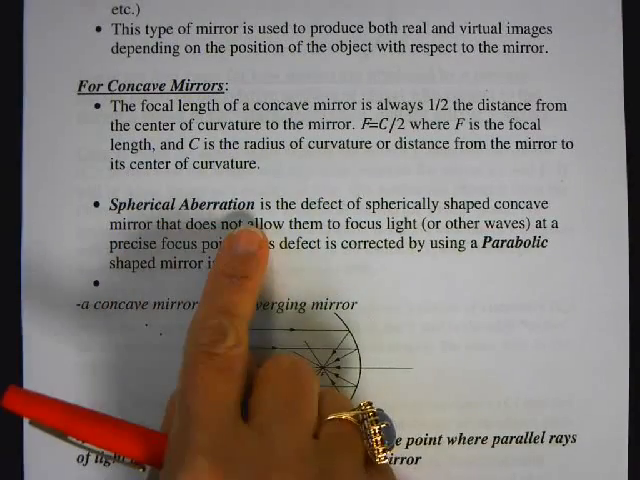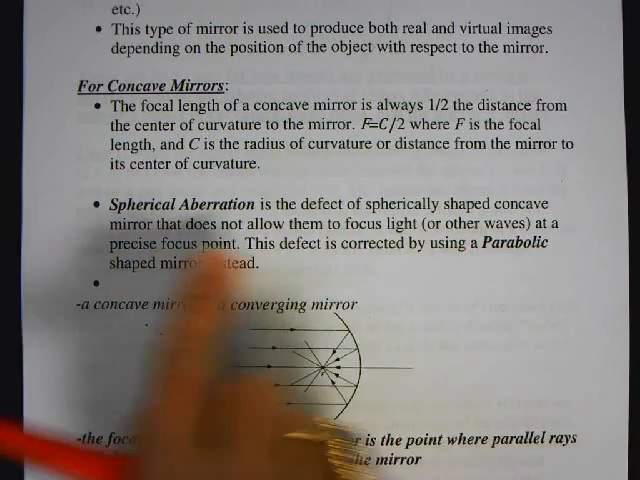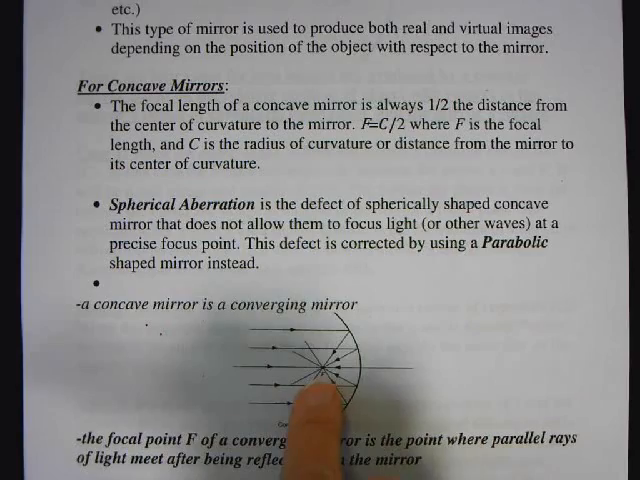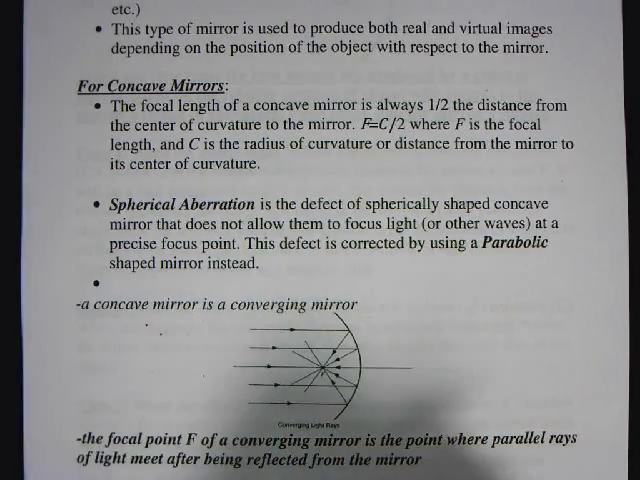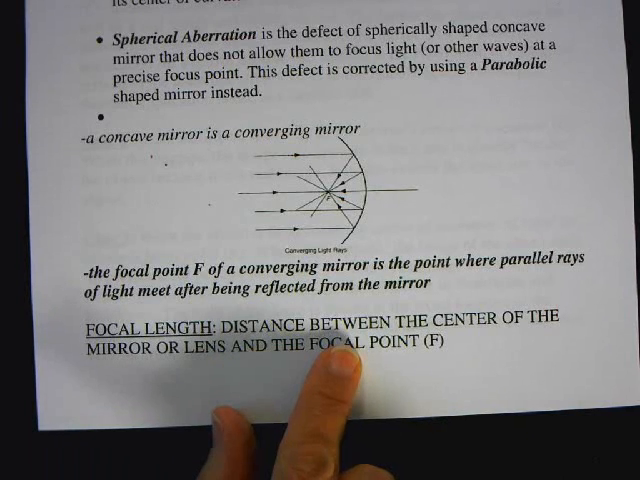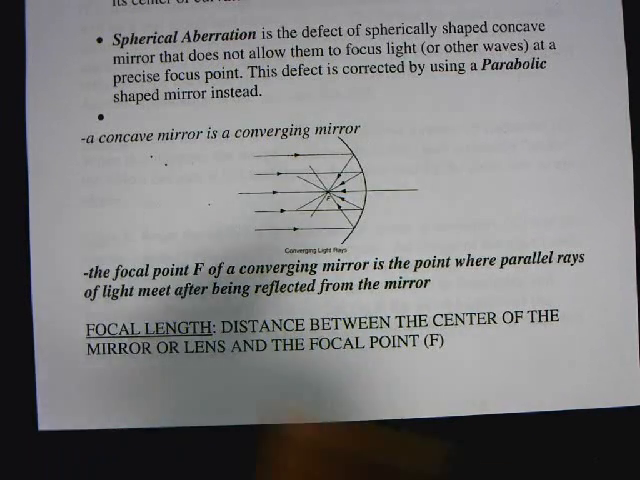Spherical aberration, this is a defect of some spherically shaped concave mirrors that doesn't allow them to focus light at a certain point. Okay? So the focal length is a distance between the center of the mirror or the lenses of the next chapter, and the focal point. And we're going to look at all this in a diagram in a little bit.